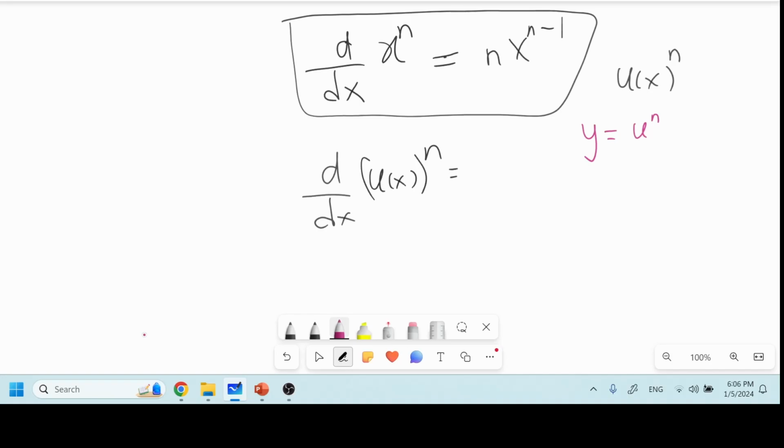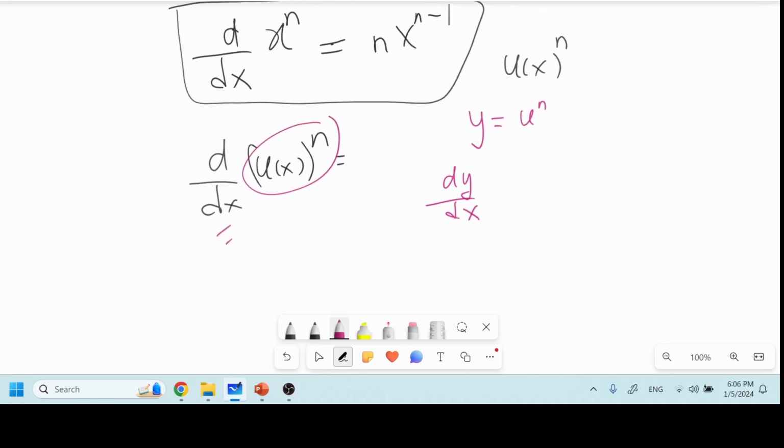Then we ask the question of what is dy/dx. That is the same as asking what is d/dx of u raised to the power of n. And in order to answer that question, I will resort to the chain rule to write dy/dx in terms of dy/du and du/dx.